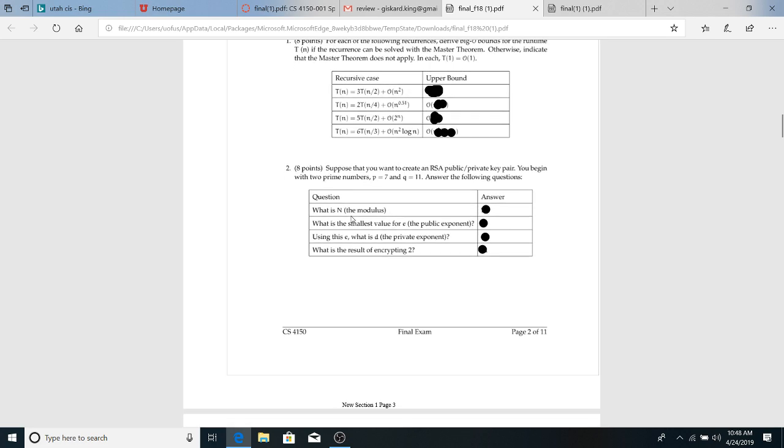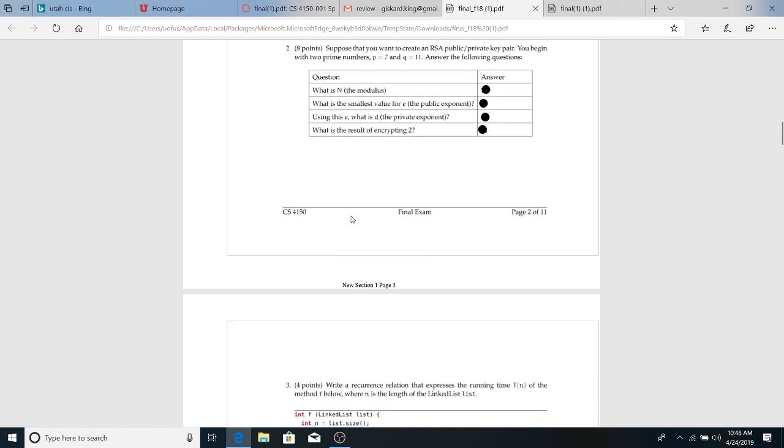Okay, and then the next question is talking about RSA. So we had one unit on this where we were talking about RSA. And just remember that to solve RSA, first you're going to have 2 large prime numbers, and then you're going to find your modulus, right? So the modulus is the product of your 2 prime numbers. So in this case, that's 77.